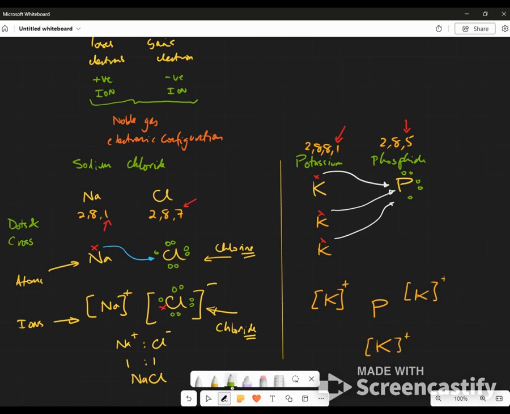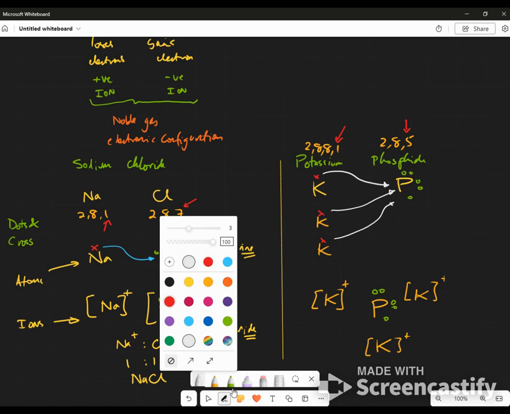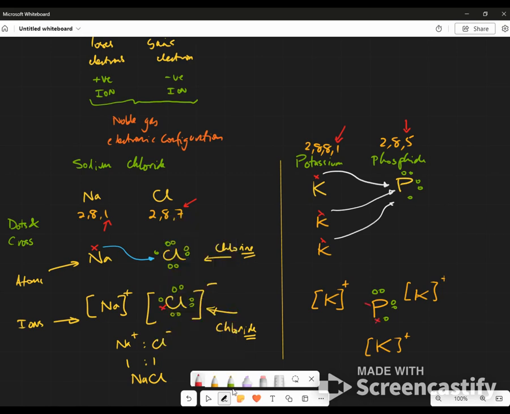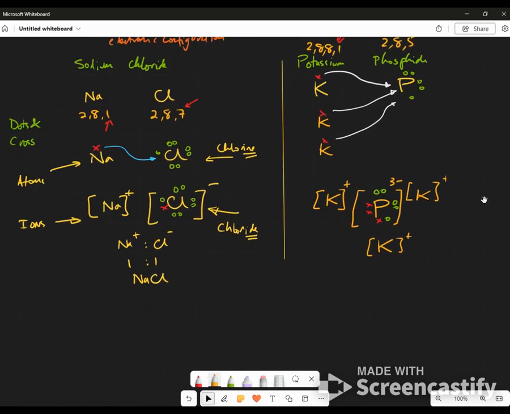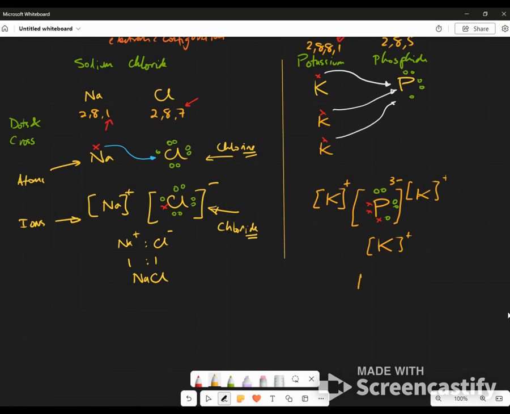But the phosphorus had 5 of its own, 1, 2, 3, 4, 5. And then it gains 3 from 3 potassiums. Okay, so there we go. So since it's gained 3, it's 3 minus. All right. Now let me move this up a tiny bit. Now if you look at the potassium ion and the phosphide ion, obviously there's 3 of those and there's 1 phosphide ion. So the formula of potassium phosphide is simply K3P. Okay, this is NaCl, this is K3P. And there you go, that's it.